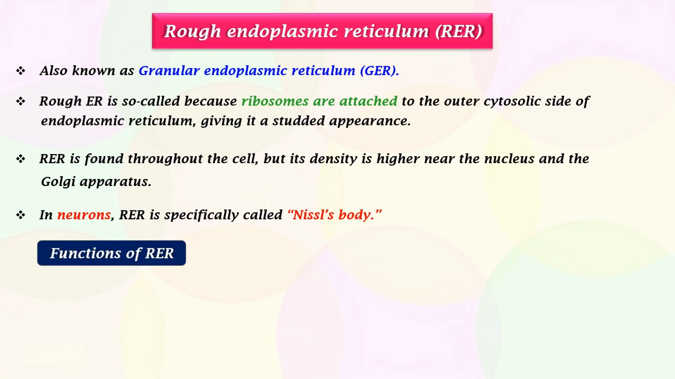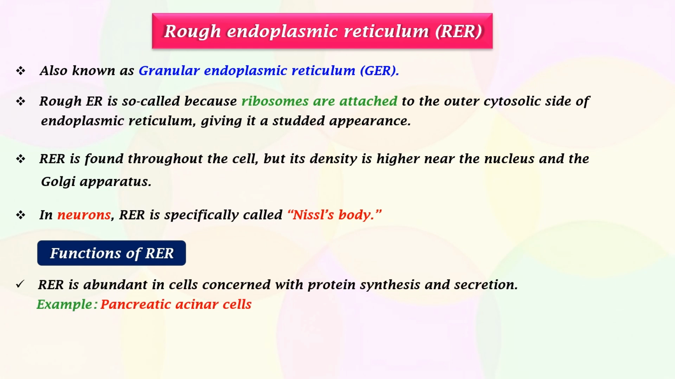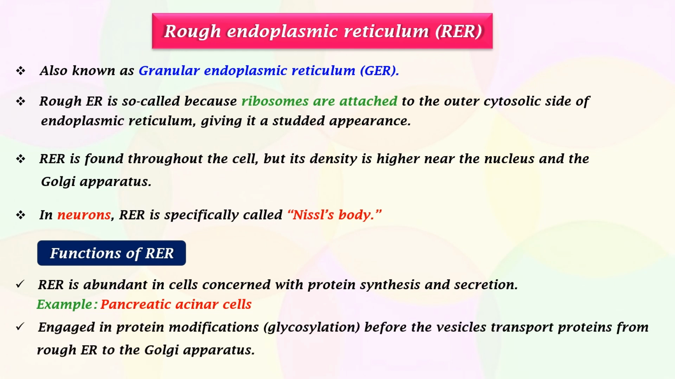And coming to RER functions, RER is most abundant in cells concerned with protein synthesis and secretion. Example, pancreatic acinar cells. RER is engaged in protein modifications. Typically, sugars are added to proteins by a process called glycosylation before the vesicles transport proteins from rough ER to the Golgi apparatus.